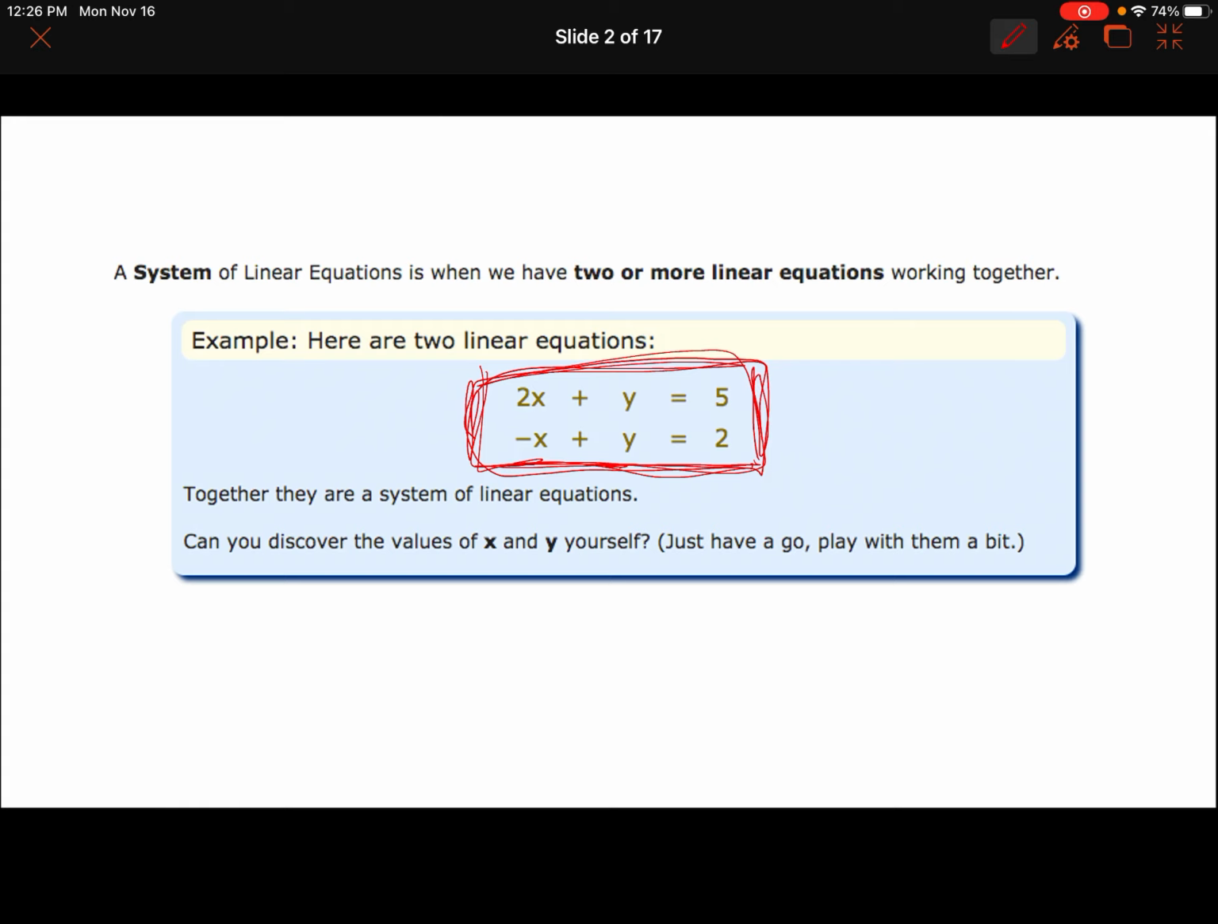Usually we see two. Today we're just going to work with two variables, x and y, and we are looking for the solution. So the pair of x and y values, or maybe there's more than one, maybe there's no pair at all, that make both of these equations true at the same time.